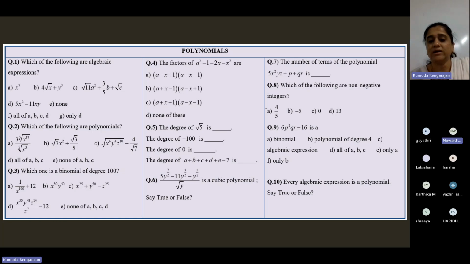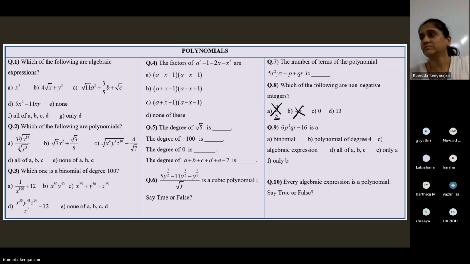Is this 13, okay? We'll do it one by one. Is 4 by 5 an integer? No, ma'am. Then why should we check if it's a non-negative integer? It's not an integer at all. Is minus 5 an integer? Yes, ma'am. But it's negative. Yeah. Minus 5 is an integer, but it is a negative integer.